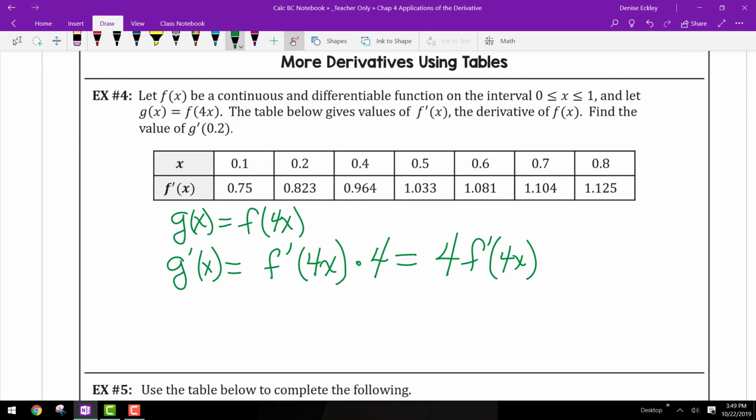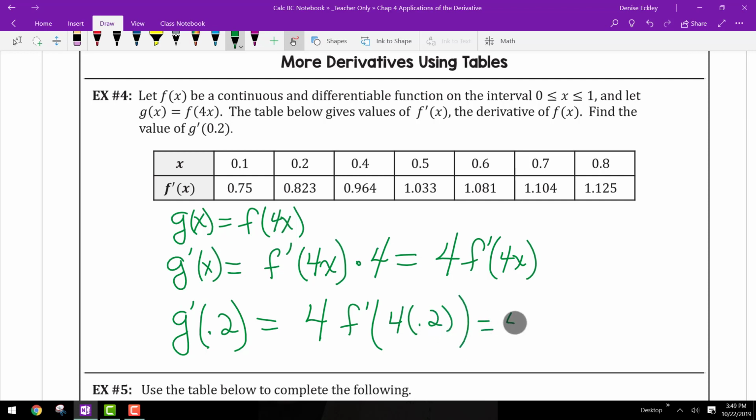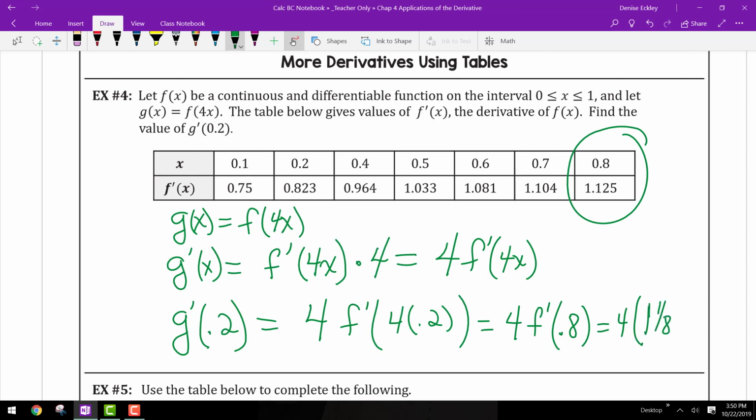Okay, so we want g prime of 0.2. So what we have to know is that we're going to take 4 times f prime of 4 times 0.2. That's why we needed that derivative. So we're looking for 4 times f prime of 0.8. And so now we go to the table and we see at 0.8 we have the value of 1.125, or 1 1/8. So this is going to be 4 times 1 1/8. Or, you know what, I'm going to write that as 9/8. It's going to be easier to simplify.